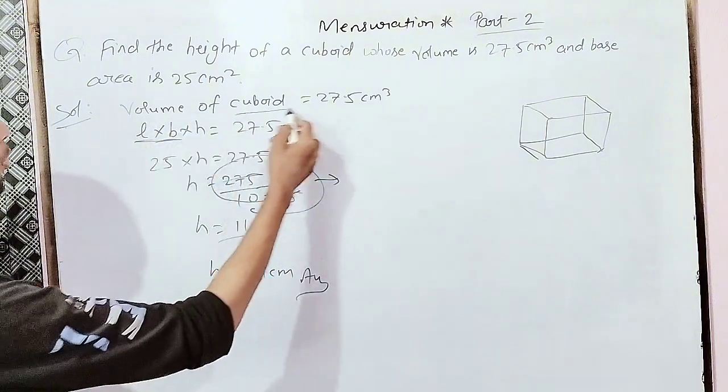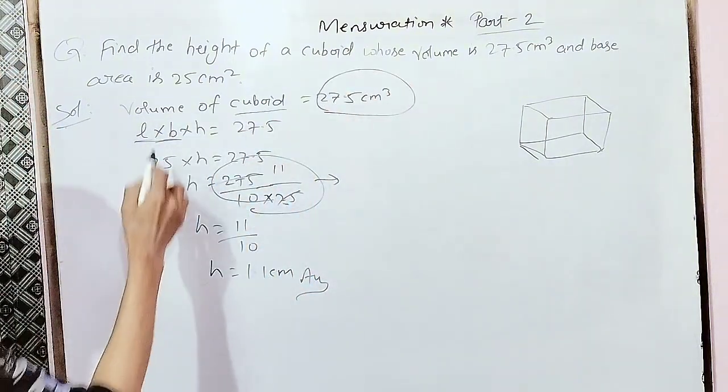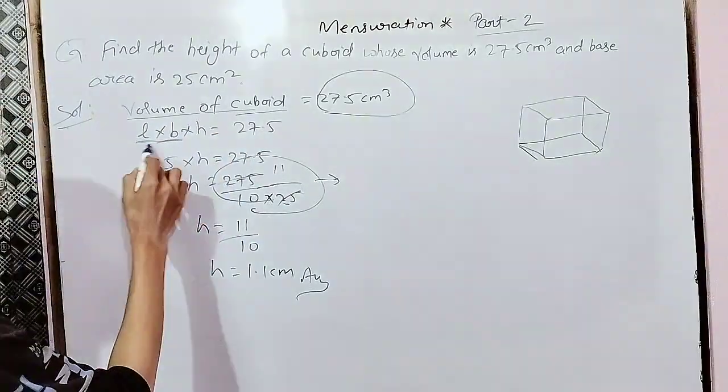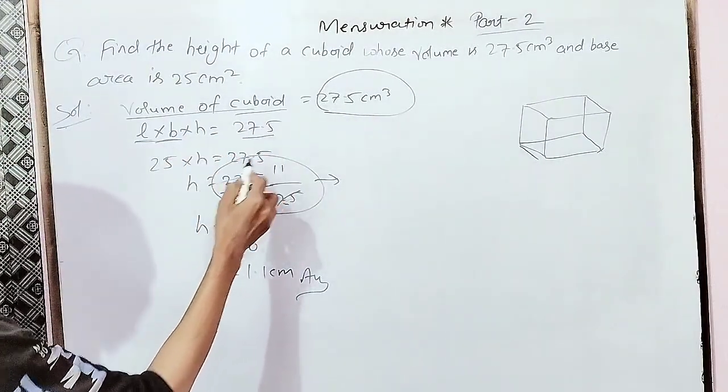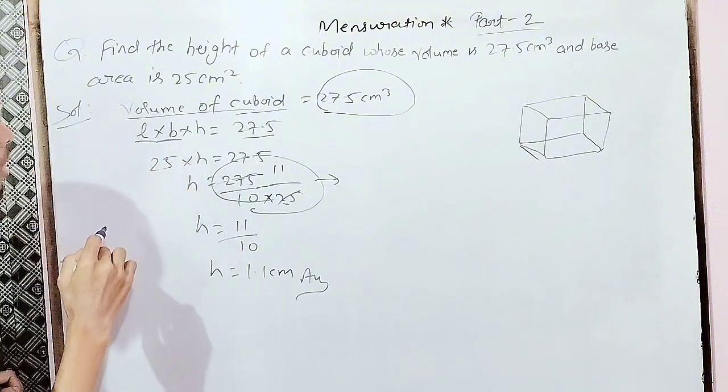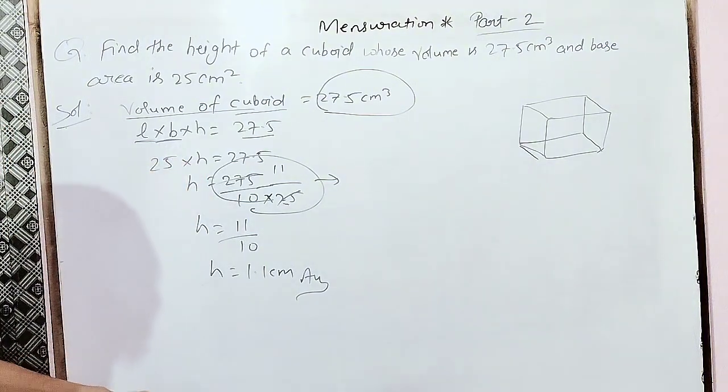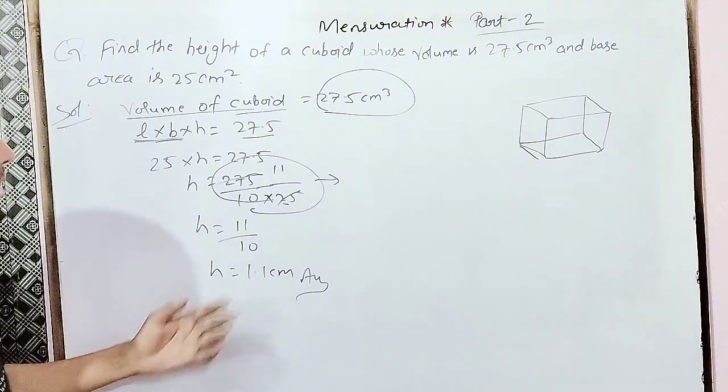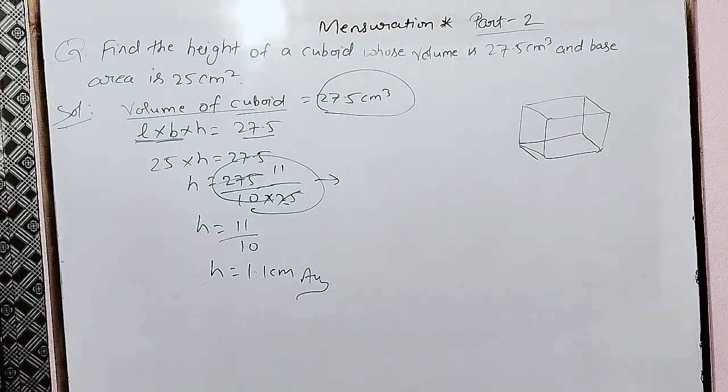The volume of a cuboid formula is L multiplied by B multiplied by H, and we have just put in variables. Now L and B are given, which is 25, but H is not given. This H is what we need to find out, with logic. And this is our final H, which is 1.1 centimeter.